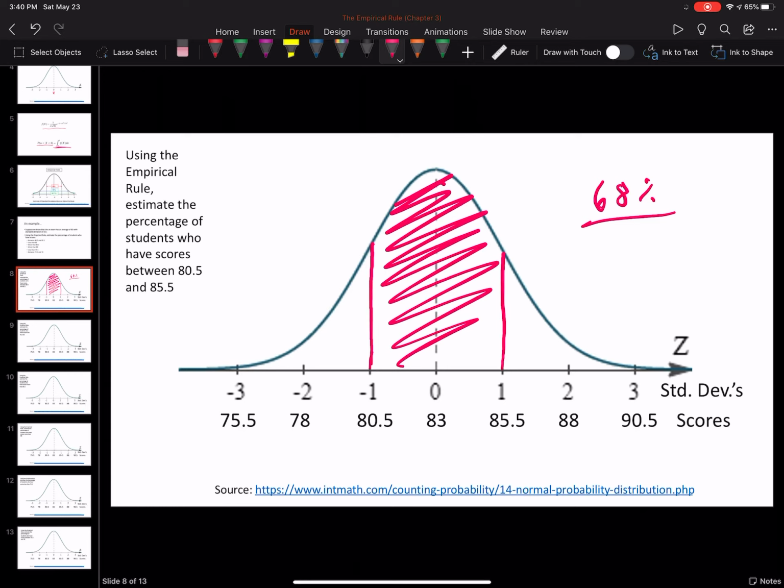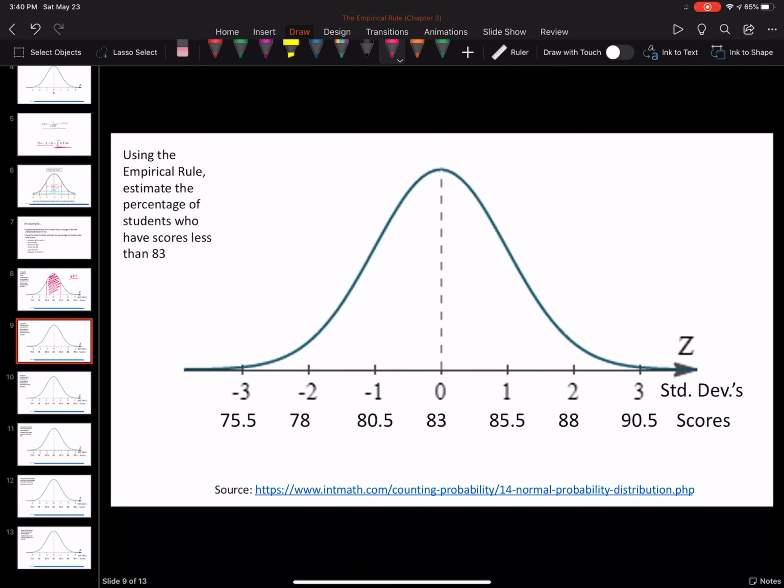Okay, let's look at one more. And again, you're going to notice it's the same graph. I provide all the information on the bottom with the standard deviations and the scores. And in this case, we're looking for estimating the percentage of students who have scores that are less than 83. Okay, so 83 is here in the middle, and we want everybody that's less, so that's all of this.